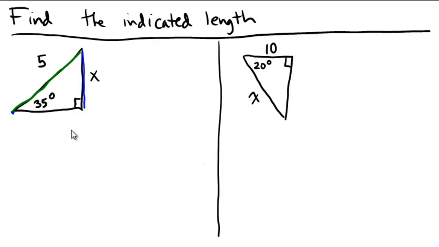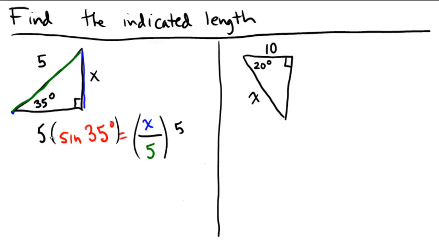Hopefully the trig function you thought of was the sine. Sine of 35 degrees is equal to opposite over hypotenuse. So in this context, the opposite would be the x, the blue side of this triangle, and the hypotenuse would be the green, which is a 5. So now if we just multiply both sides by 5 for the purpose of isolating x, on the left hand side we get 5 sine 35 degrees, and on the right hand side we're going to get x.